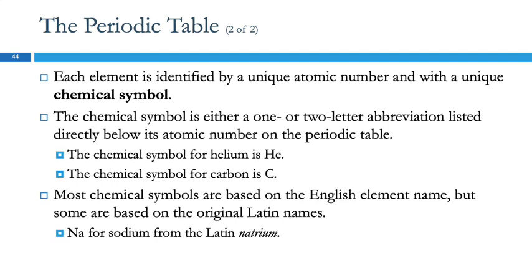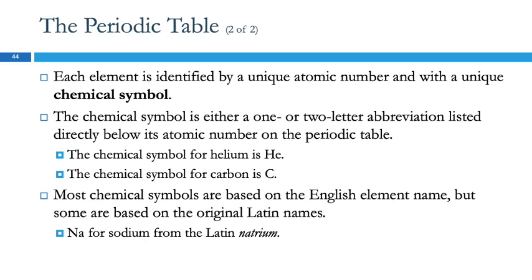Those chemical symbols are 1 or 2 letter abbreviations. That first letter is always capitalized. The second letter, if there is one, is never capitalized. So helium has the symbol He, carbon has the symbol C. These kind of make sense. That's the first 2 letters of helium. It can't just be H because hydrogen got there first. Hydrogen is H. So then we have to go to a second letter to make it different.